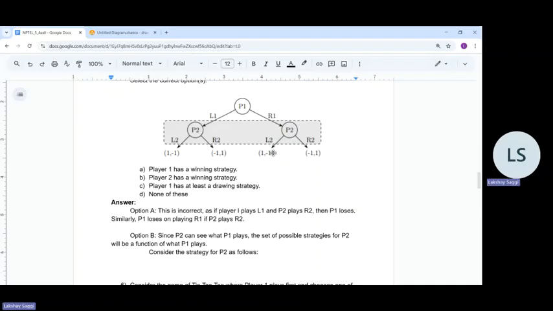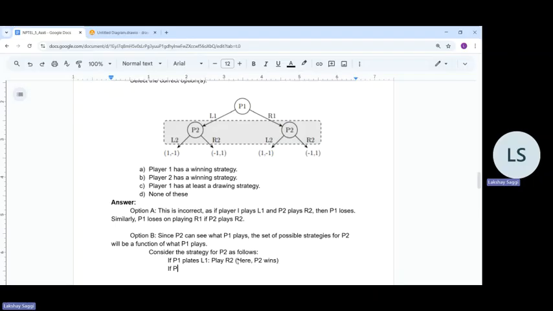And yeah, that is also admissible because it's a perfect strategy for player 2, because it's a function. So consider the strategy for player 2 as follows. If P1 plays L1, play R2. And similarly, here P2 will win.